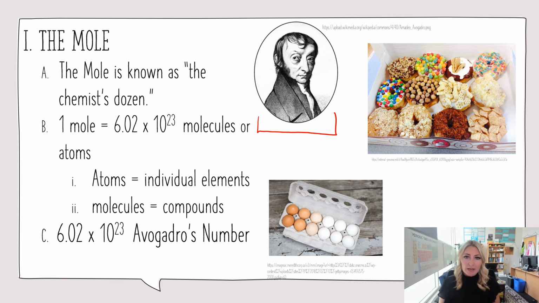We use this term in chemistry similar to how we would use the term dozen when we're talking about donuts or eggs. And if I said I had a dozen donuts, you would know that I'm saying we have 12 individual donuts within that dozen. So when I say that I have 1 mole of a substance, I'm saying that I have 6.02 times 10 to the 23rd atoms of that substance.